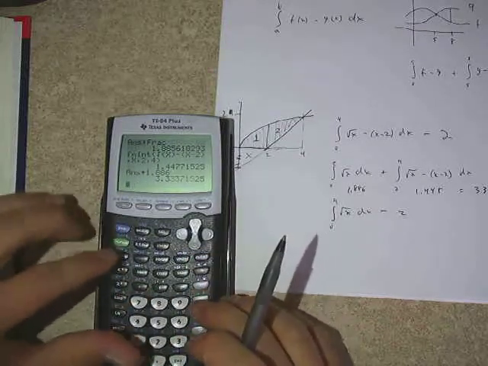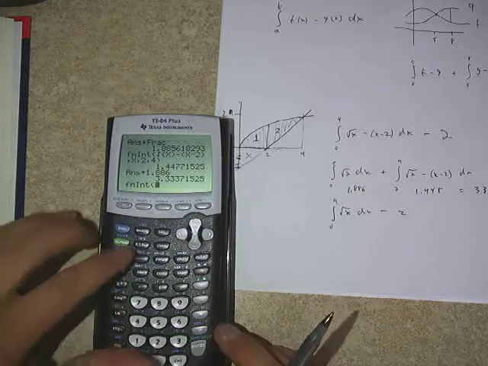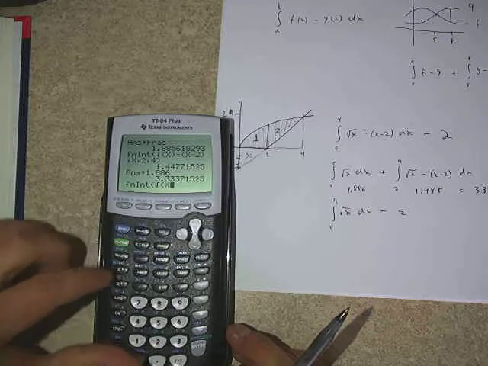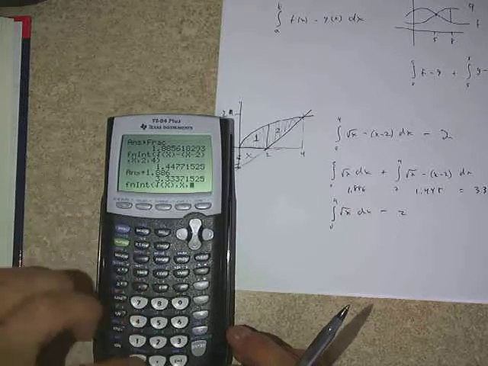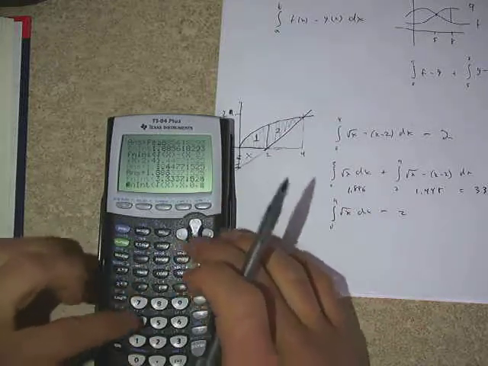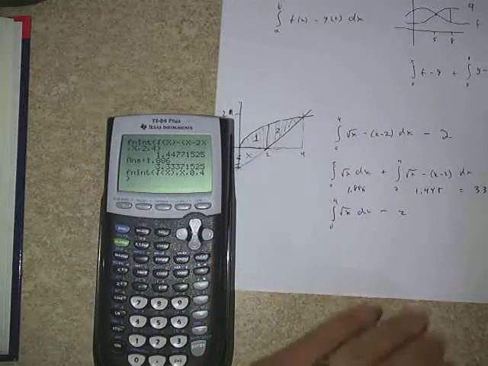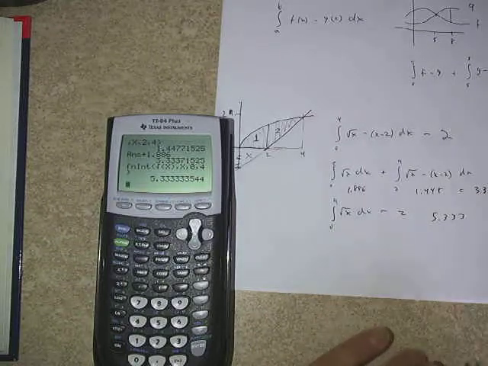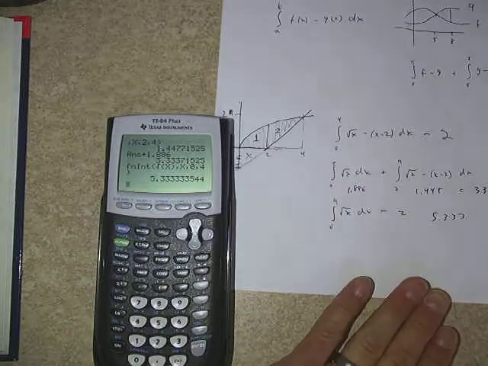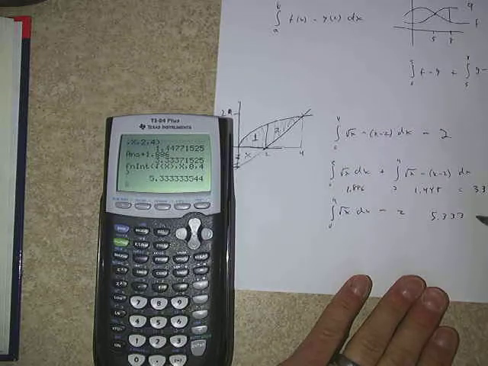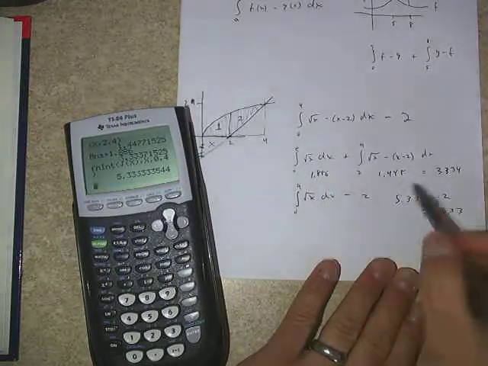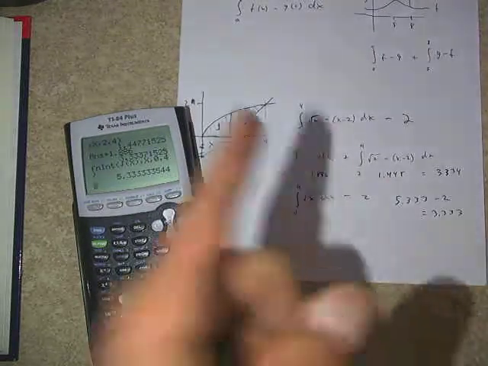All right, so let's try that one. Let's do the bottom one next. If we do the integral on the bottom, we have just radical x dx from 0 to 4. We get 5.333, and keep in mind there's rounding errors here because I didn't keep it exact just for time's sake.